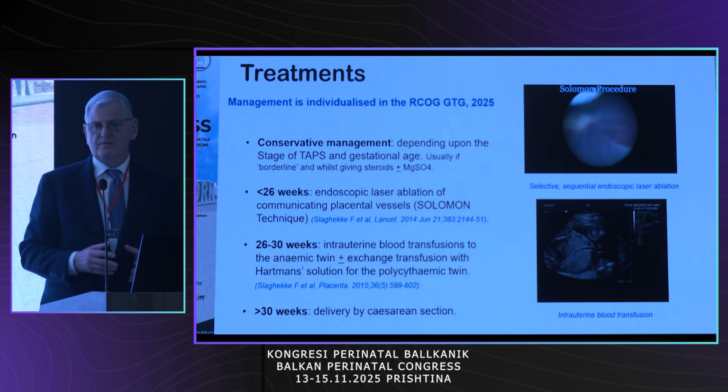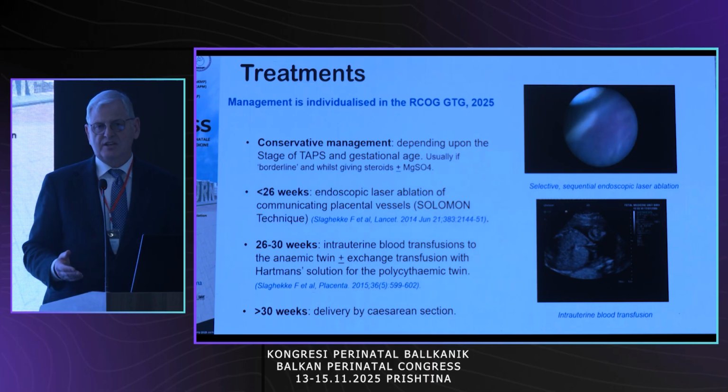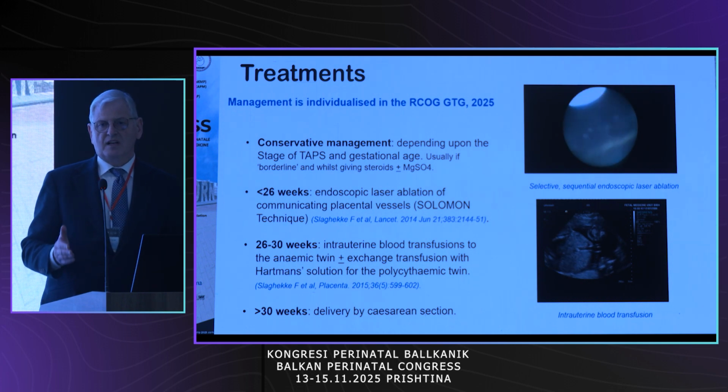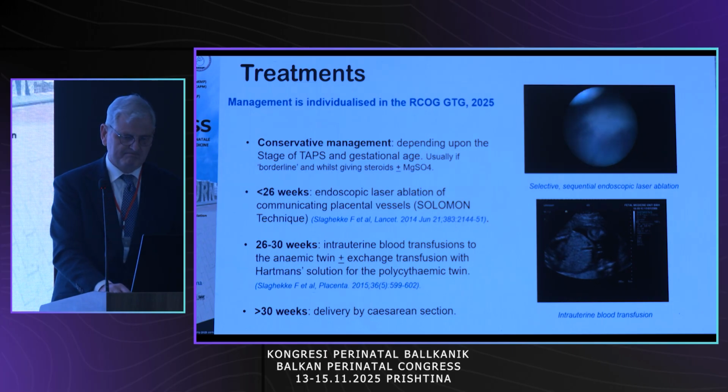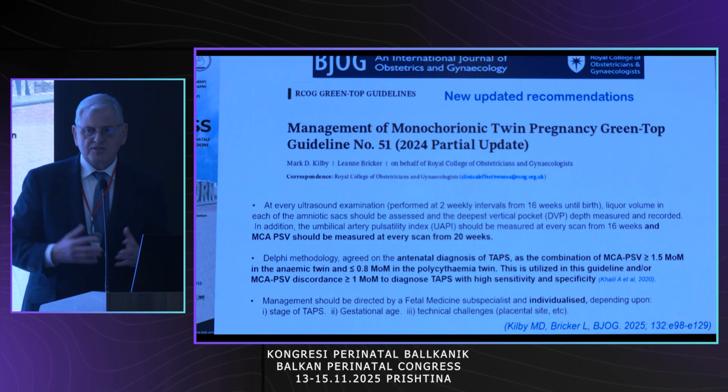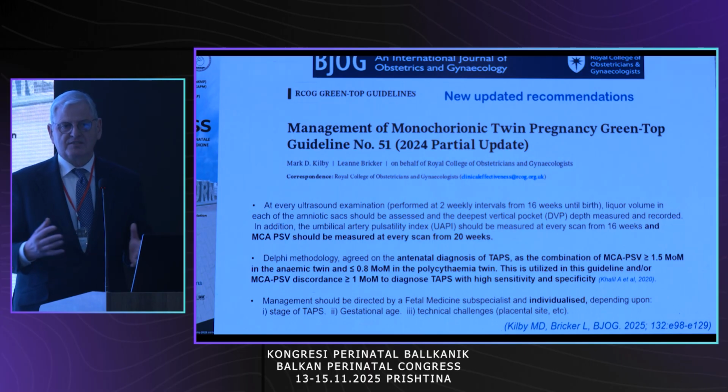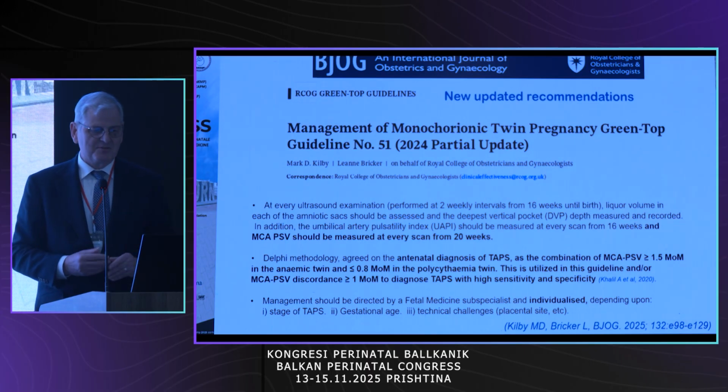And a recommendation from the national guidelines in the UK indicate that in complicated monochorionic twins, you consider elective delivery between 32 and 36 weeks gestation. So those are the two pathologies that I've outlined quite quickly, going through them today.